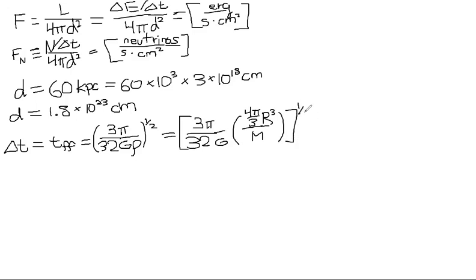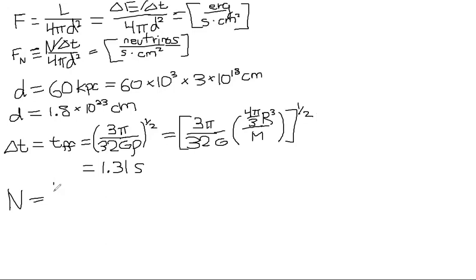Don't forget that we're taking the square root of the whole thing. So in the interest of not writing everything out, just remember that we have an Earth radius for R, 1.4 solar masses for M, and make sure big G is in units of CGS. At the end of the day, we get a really, really short amount of time, barely more than a second, 1.31 seconds.